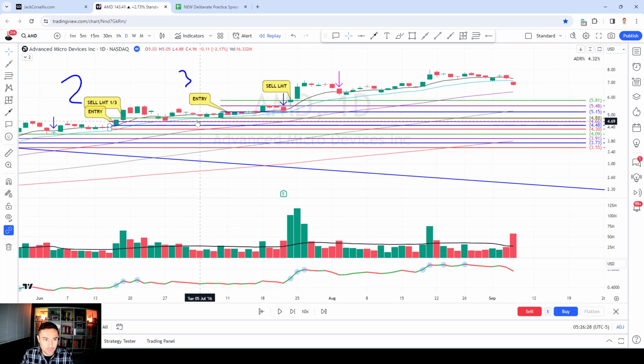So now what we can do is we can go and do this trade here that we were calling trade number 3. So our initial stop loss here was 6.4%.